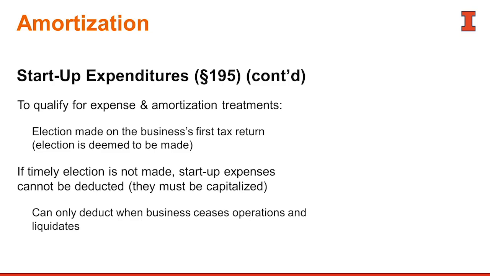So, from a tax efficiency perspective, it's more advantageous to make this election to immediately expense as much of the intangible costs as one can, then amortize the rest over 15 years, rather than let the costs sit on the balance sheet unamortized as an asset.